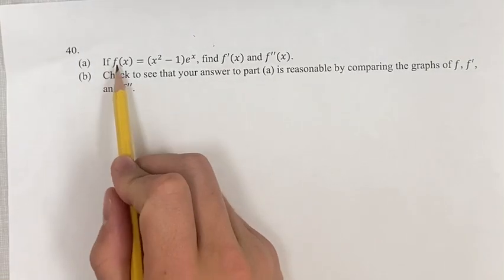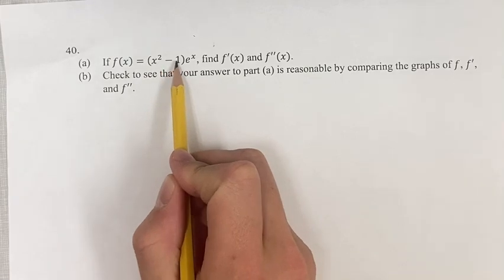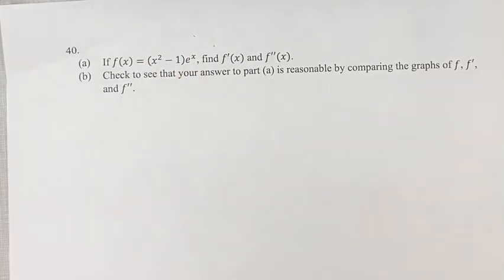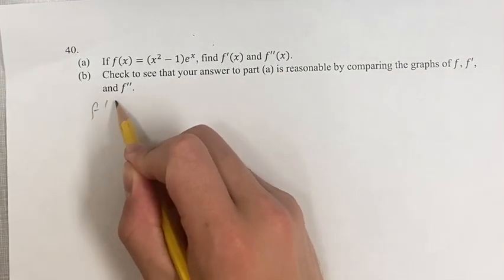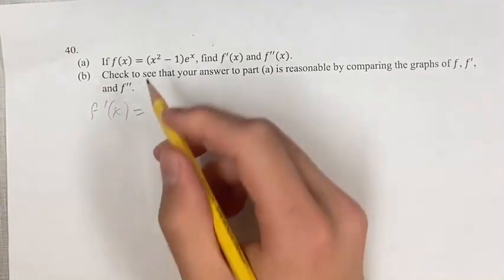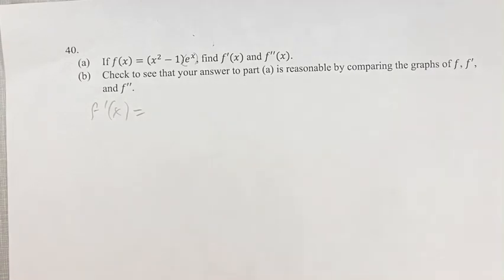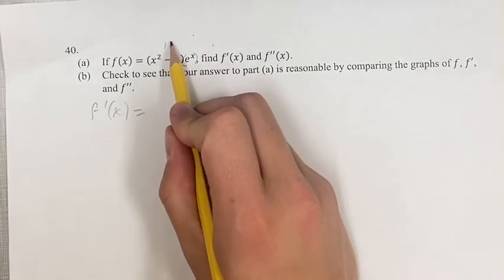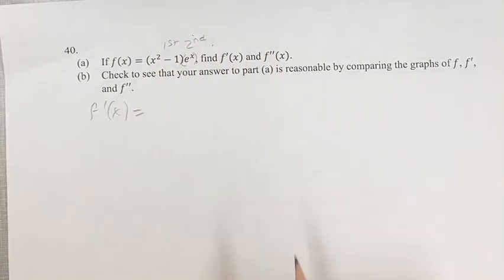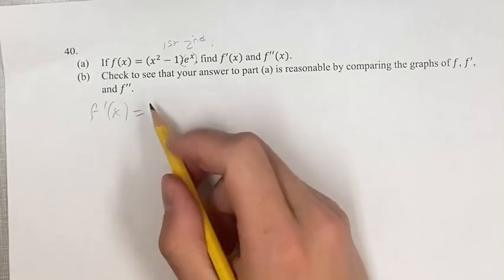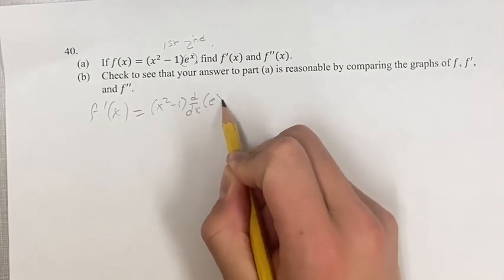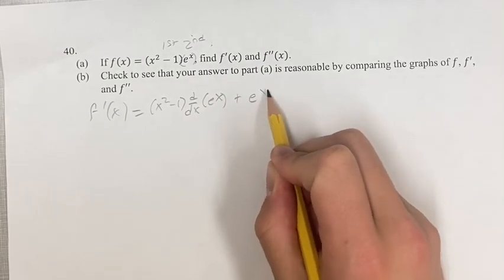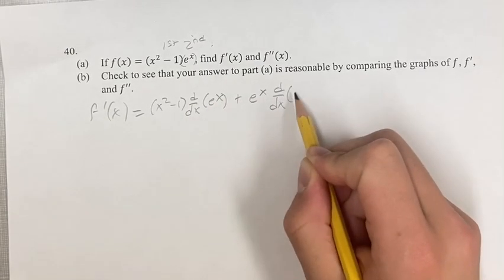In this problem, we're given the function f of x is equal to x squared minus 1 times e to the x. Firstly, we want to find the derivative and the second derivative. The first derivative, we're going to use the product rule. Since we have this times this, the first term and the second term, I think it's helpful to think about it that way. So we're going to have the first term times the derivative of the second term plus the second term times the derivative of the first term.